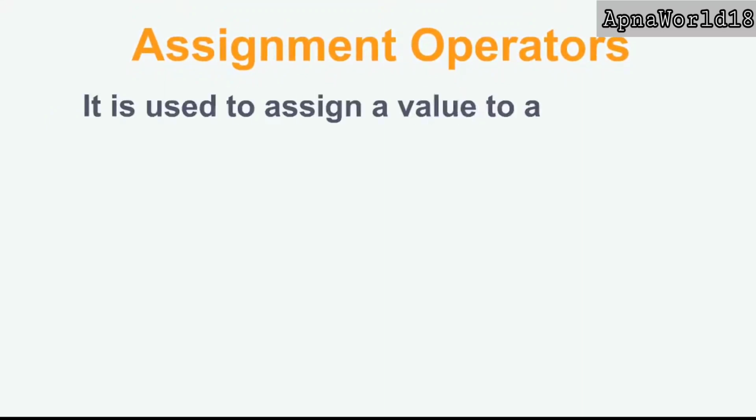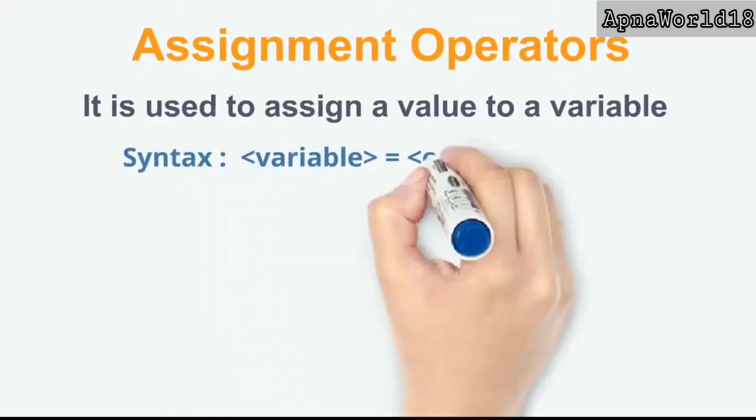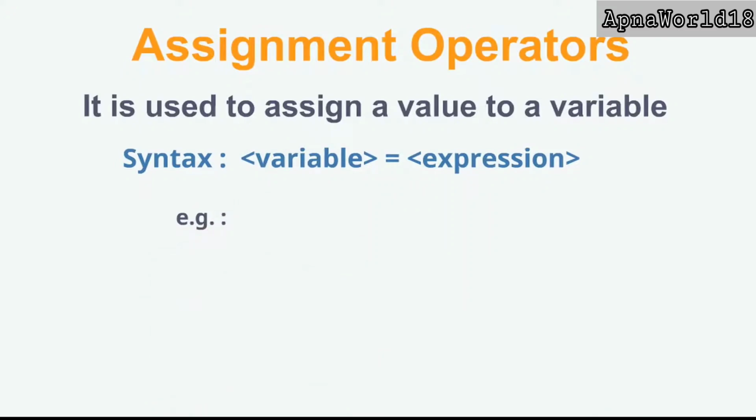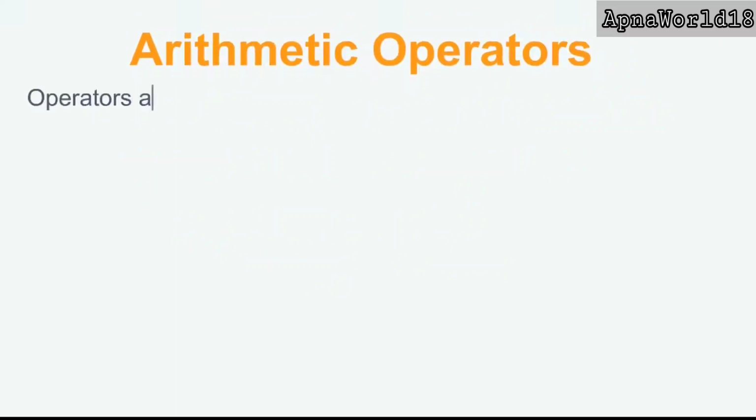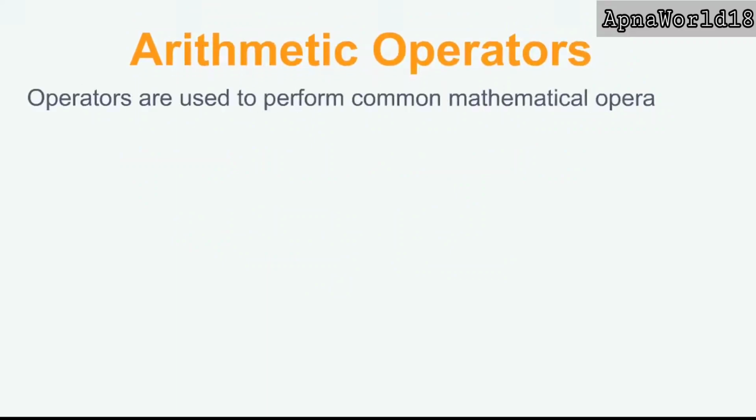First is assignment operator or equal to. It is used to assign a value to a variable. The syntax is as shown. For example, we give a data type with variable name and then assign a value directly or assign variable to another variable. Next are arithmetic operators, which are used to perform common mathematical operations.